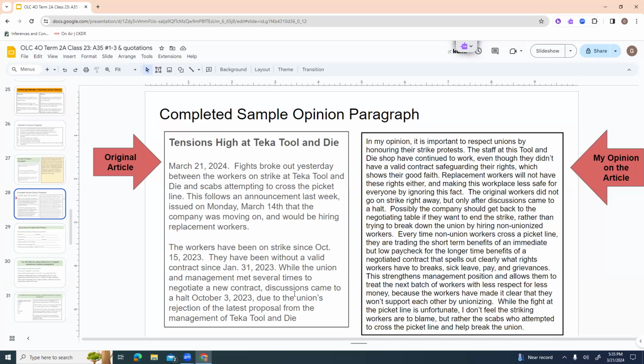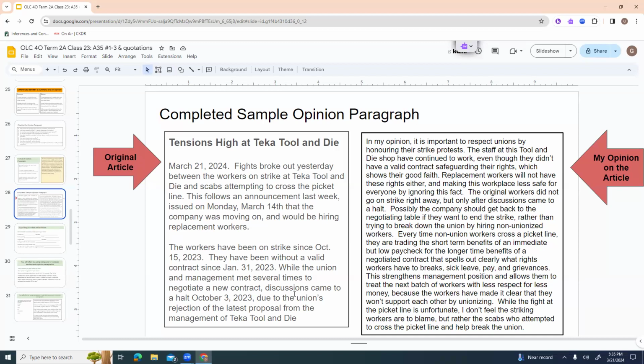Right. So, what do I think about that? That's what I'm going to be talking about. And why do I think that? Do I think it was a good thing or a bad thing? And if I think it was a bad thing, why do I think it was a bad thing? So, here's my opinion about the article. And you can see I don't spend a lot of time re-explaining the original article because I don't need to.